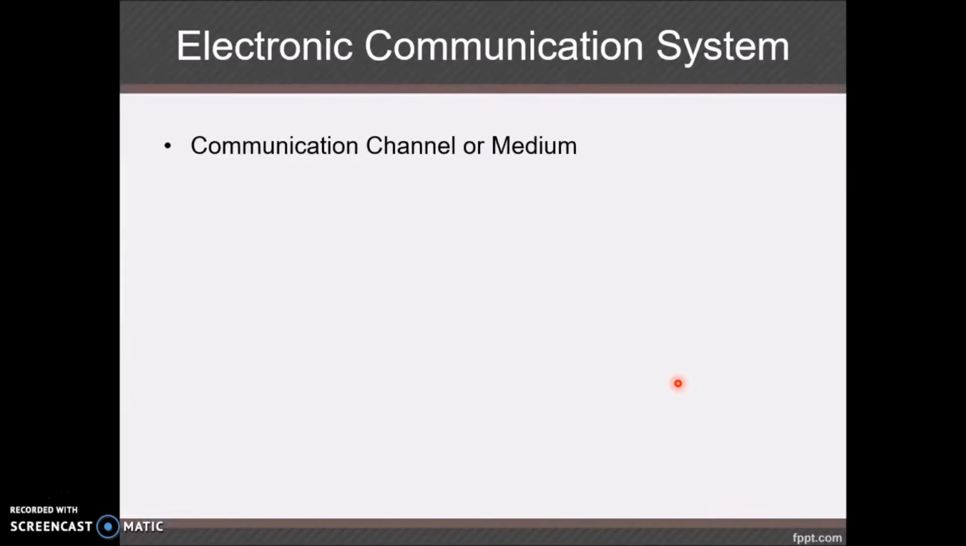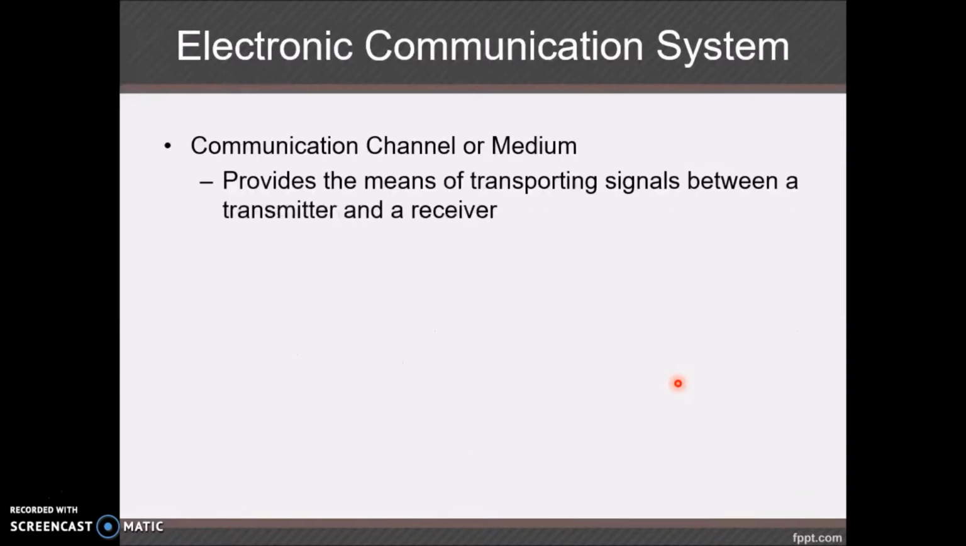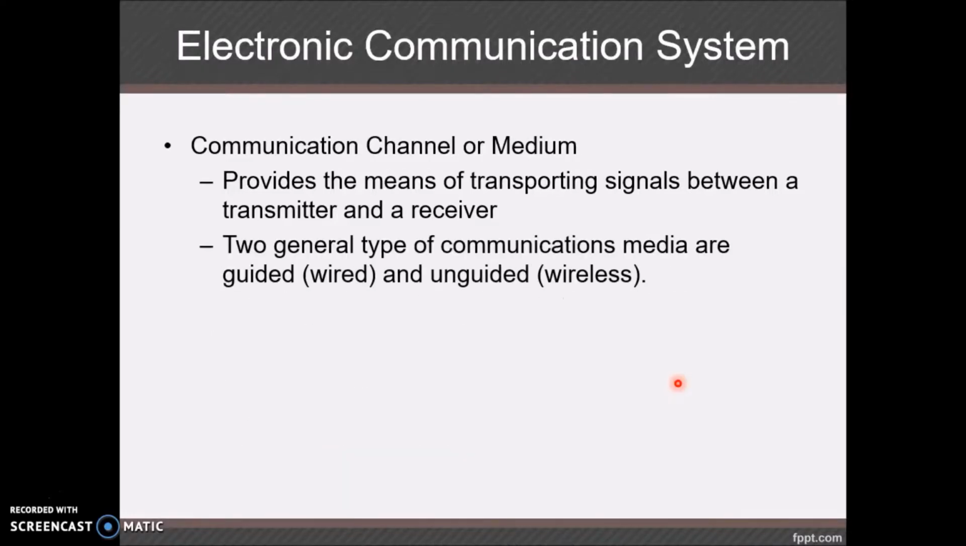Now, the next part of the electronic communication system is the communication channel or the medium. The communication channel provides the means of transporting signals between a transmitter and a receiver. The two general types of communication media are the guided or the wired and the unguided, which is the wireless, which is mostly used in radio waves.